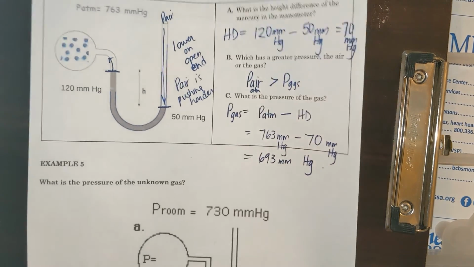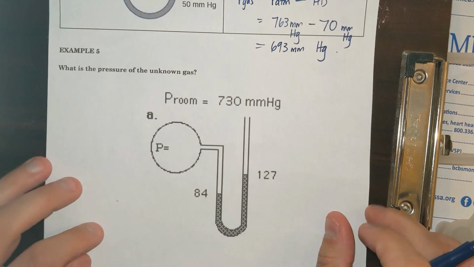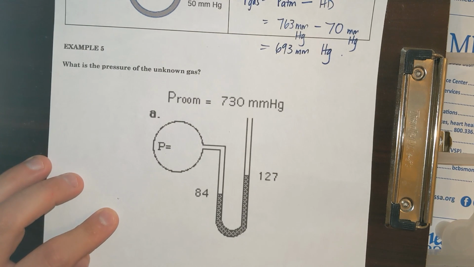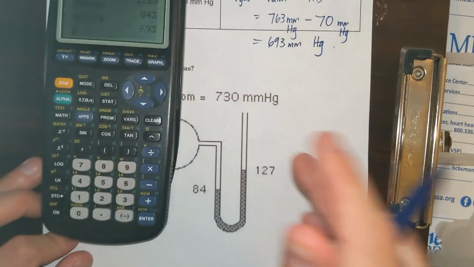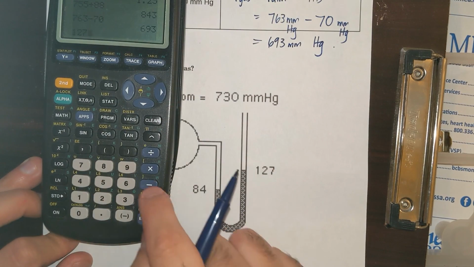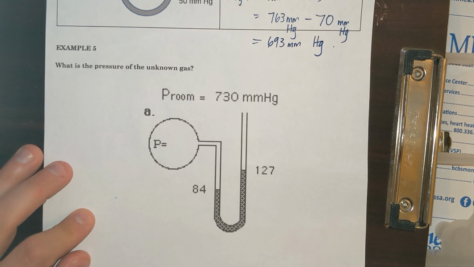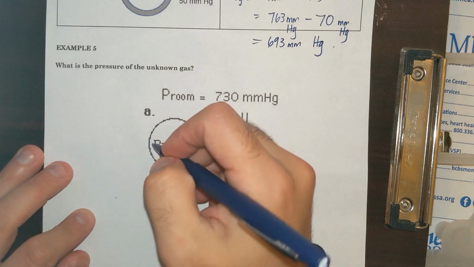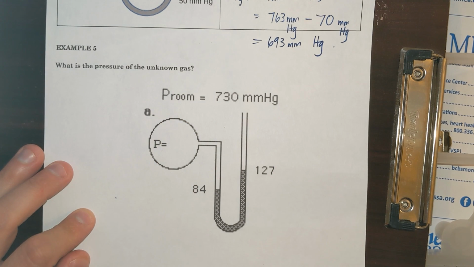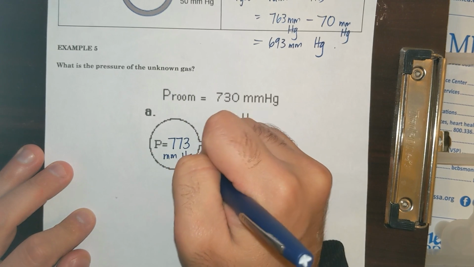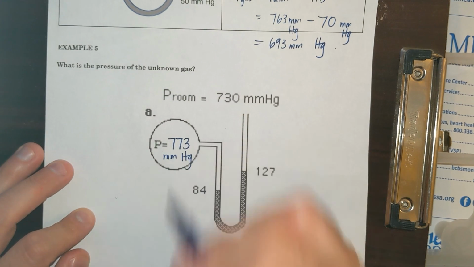Okay. I'm going to end this video with you trying to do example number 5, which is also in worksheet number 3. If you want to check your answer on this process, you should get 773 as the answer. So make sure you know how to do this and see if you get the answer of 773.